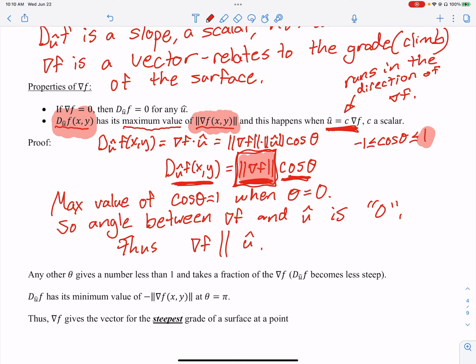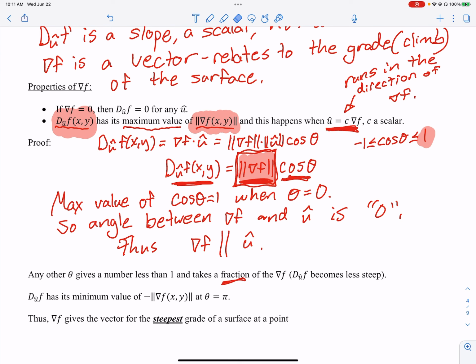If it's less than 1, it's going to just give me, because if I multiply by something like 0.25, that gives me 25% of what I'm talking about, right? 0.25 gives me a fractional part. So if I multiply something less than 1, it just gives me a fractional part of del f, which means of the magnitude of del f, which becomes less steep. Okay, so huge point. Del f gives the vector for the steepest grade of the surface at a point.